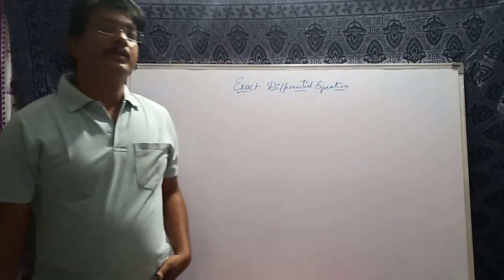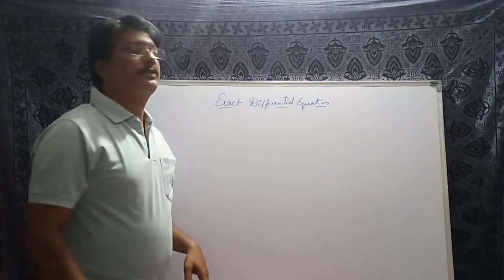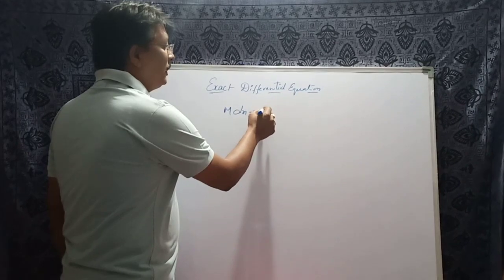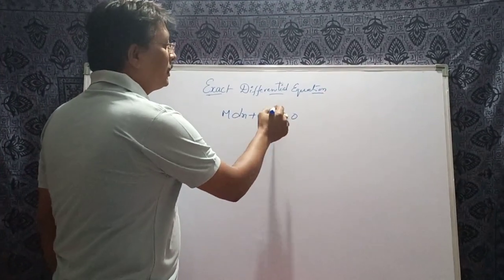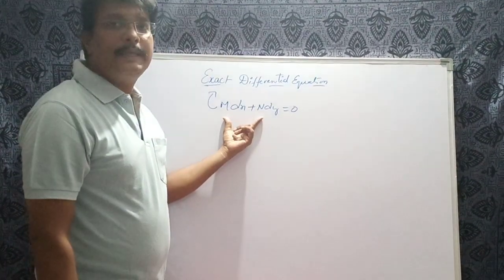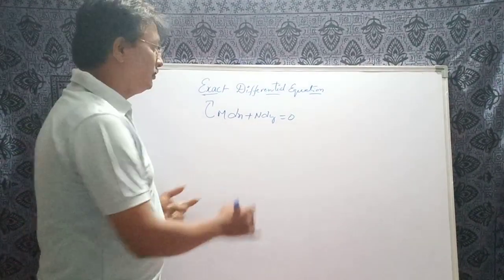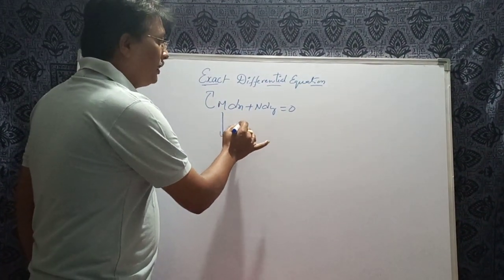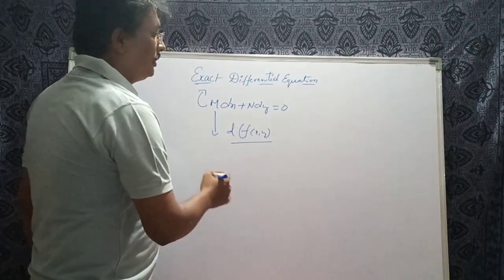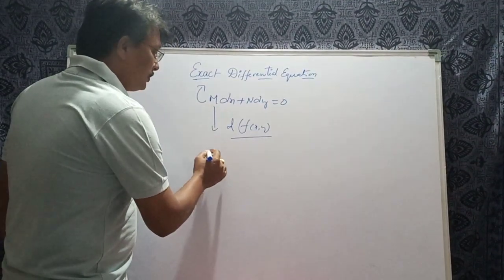Today we are going to discuss exact differential equations. A first order, first degree differential equation of the form M dx plus N dy equal to 0 is said to be exact if the differential equation is obtained by just differentiation of a function. That means it may be obtained as the derivative of f(x, y), then it is called an exact differential equation.